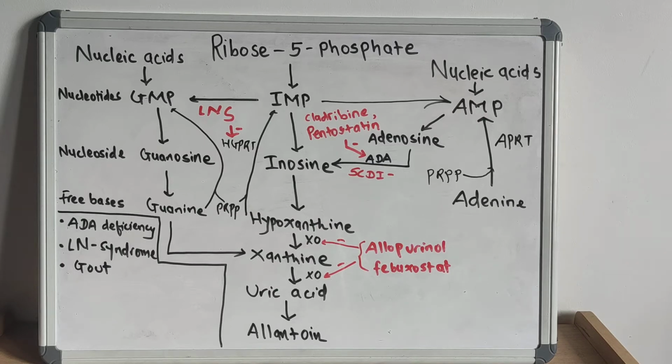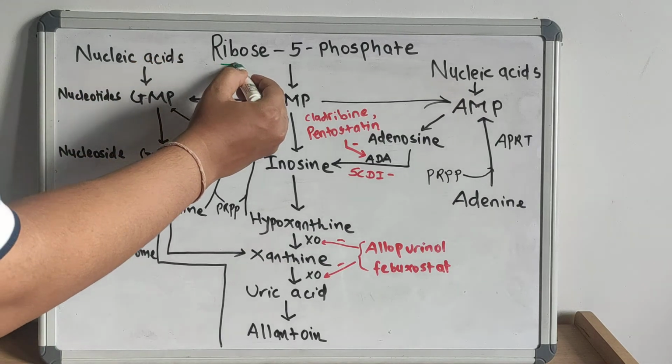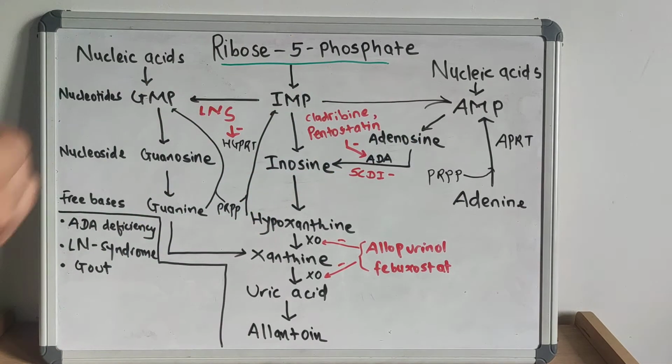Hello everyone, today we are going to discuss the purine salvage deficiencies. So let us discuss now the purine salvage deficiency and the purine metabolism. From ribose 5-phosphate, inosine monophosphate is formed. How it is formed I have already discussed in the purine and pyrimidine synthesis.